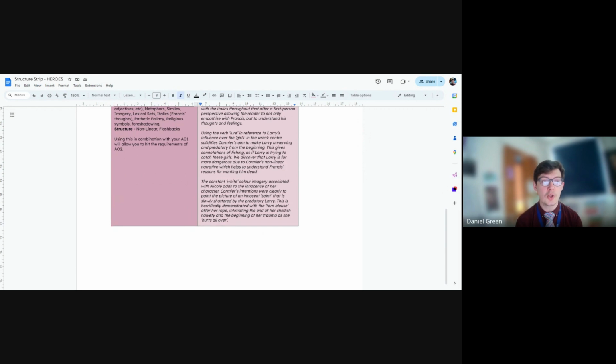And finally, the constant white colour imagery associated with Nicole adds to the innocence of her character. Cormier's intentions were clearly to paint the picture of an innocent saint that is slowly shattered by the predatory Larry. This is horrifically demonstrated with the torn blouse after her rape, intimating that the end of her childish naivety and the beginning of her trauma as she hurts all over. Now, I've embedded quotations there, and I've talked about an incredibly sensitive scene in the book, but I've done it with poise and I've done it with precision, okay?